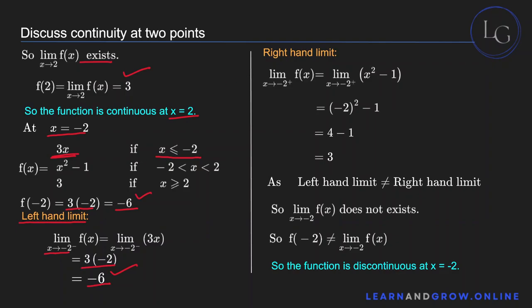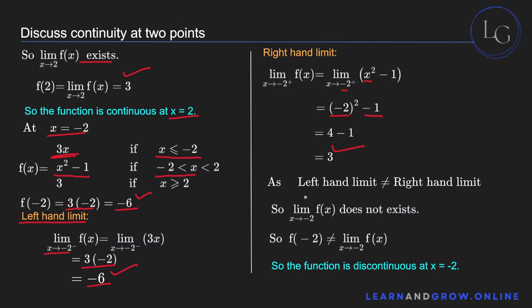Now let's see the right-hand limit. For the right-hand limit, that means you have to go above negative 2. When x is greater than negative 2, you'll use x squared minus 1. Now instead of x, you'll input negative 2. So negative 2 whole squared minus 1. And that is equal to 3.